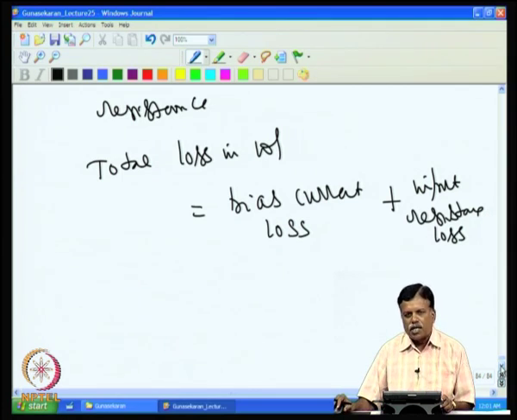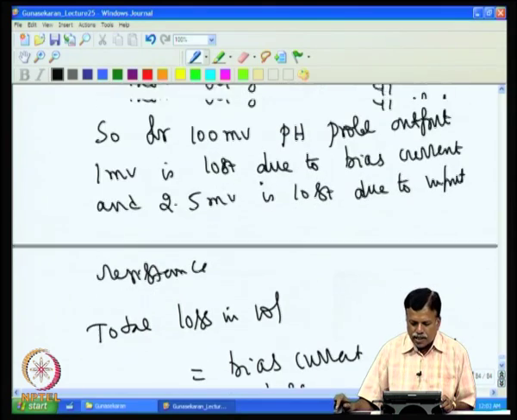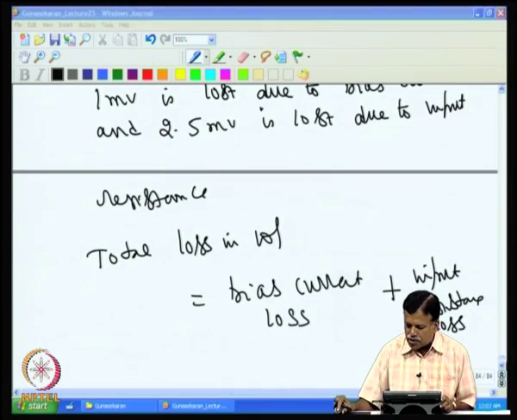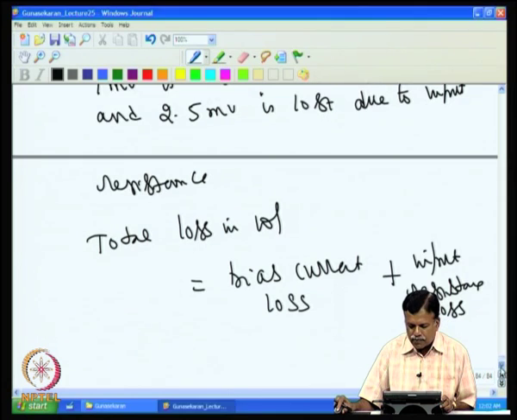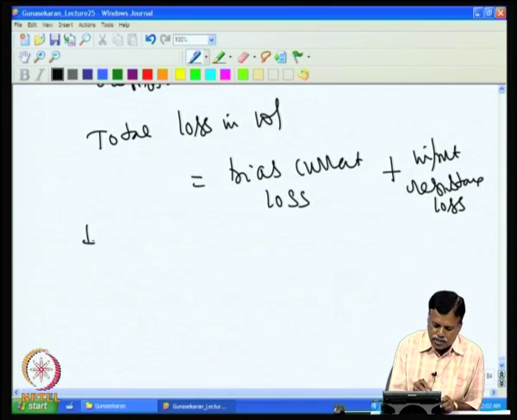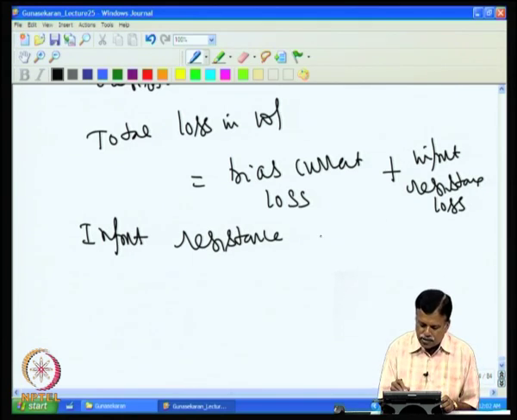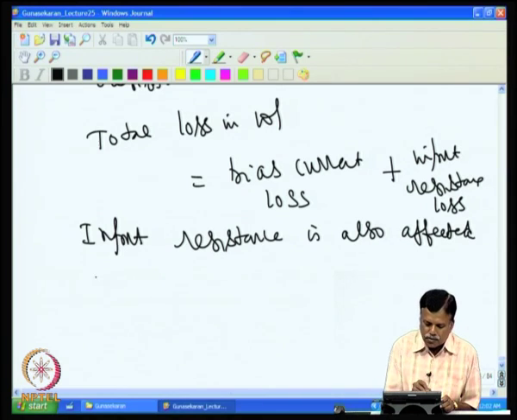There is one more issue with the input resistance, because there is a package resistance that is always there, in addition to the current flowing into the circuit terminals of the op amp. So, we have to consider the package resistance loss. So, input resistance is also affected by package resistance.